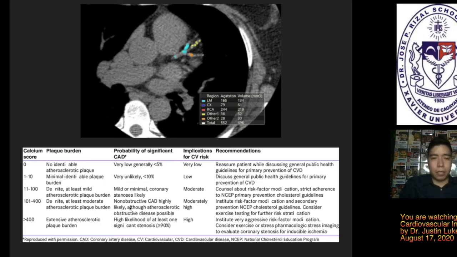Now, this plaque burden has a significance in identifying coronary artery disease, and there's risk assessment involved, and you can also recommend the next step for the patient. That's why it's important. So this is already available in our setting.